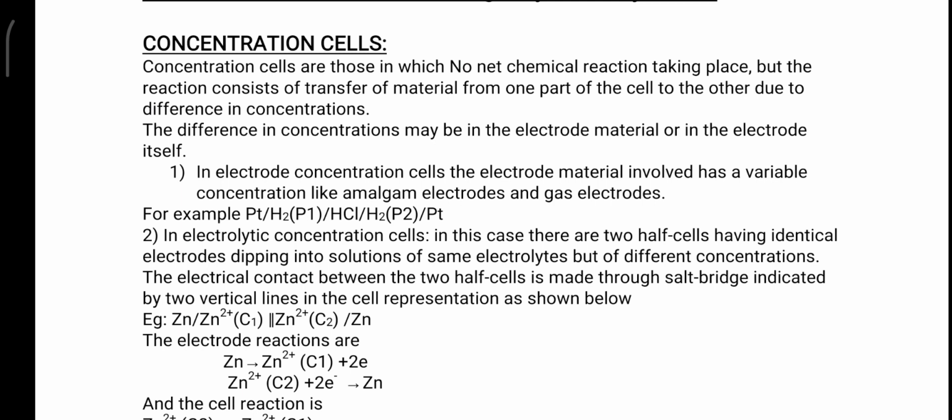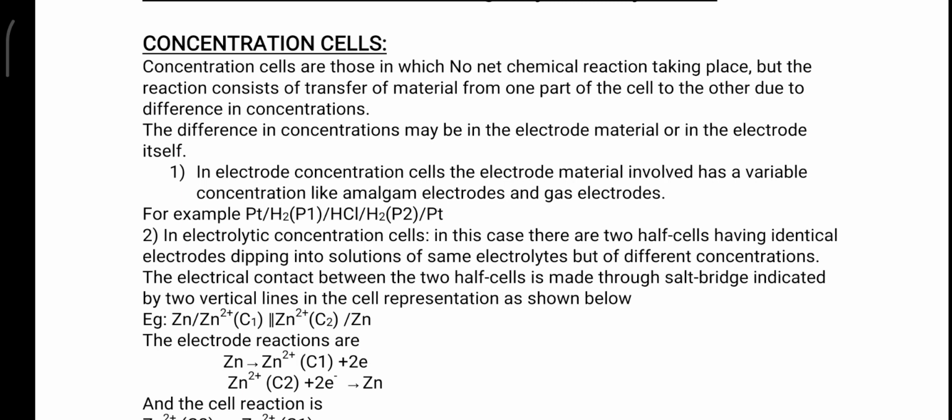Number one, electrode concentration cells. This is the first type of concentration cell. In electrode concentration cells, the electrode material involved has a variable concentration, like amalgam electrodes and gas electrodes, and also the hydrogen electrode. The best example is the hydrogen electrode, which can be set up by maintaining two different pressures of hydrogen gas.